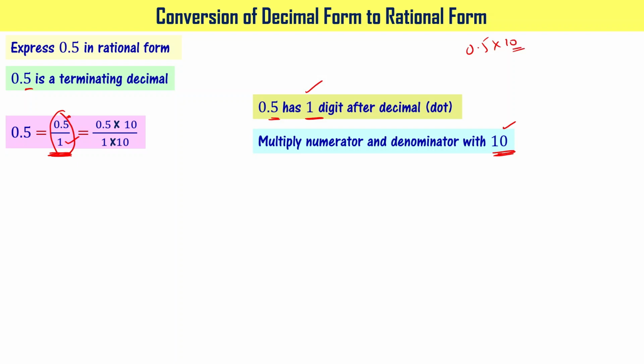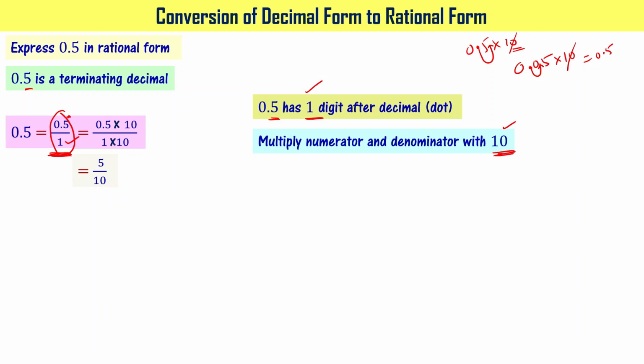0.5 times 10 brings the dot to the right by one place and drops one 0. For example, if you have 0.05 and multiply with 10, it brings the dot by one digit to the right and drops one 0. Got it? So now 0.5 into 10 is going to be 5 and 1 times 10 is 10.